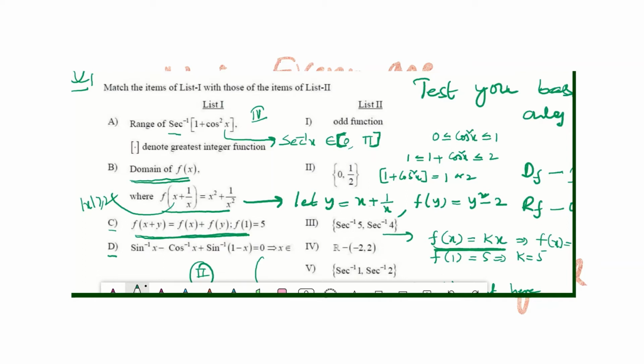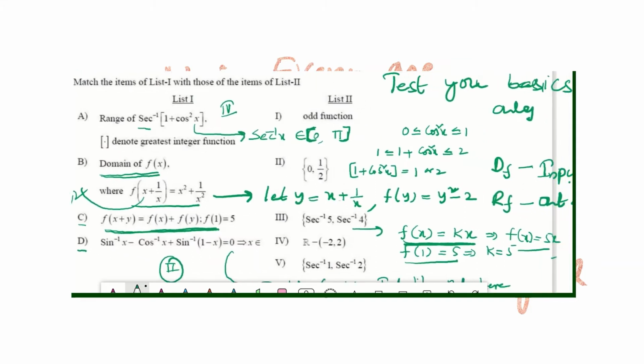By putting x is equal to 1, f of 1 is equal to 5, that means k is equal to 5. Directly I got f of x is equal to 5x. Based on this, the power is odd, because x to the power 1 is given. So this function comes under odd functions. Directly I know the option for C is equal to 1. This is the first easy thing you can understand.